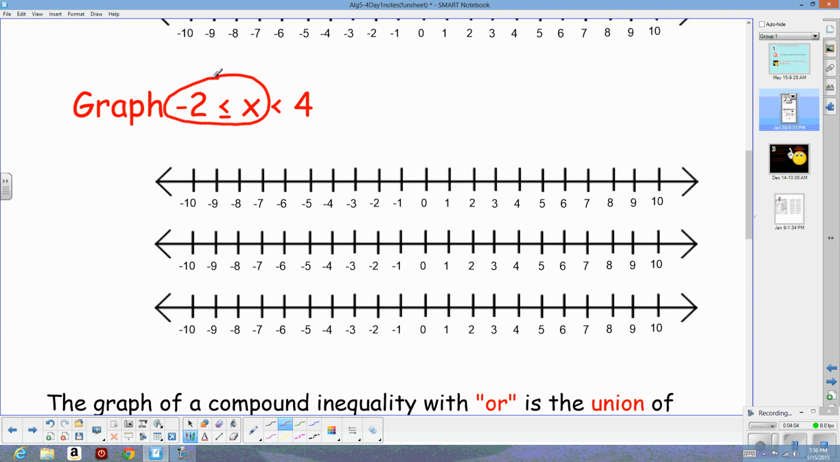Just this piece right here, if I were to write that one, it's x is greater than or equal to -2. So I'm just looking at this part, and I wrote the variable first, so x is greater than or equal to -2. So I'm going to put a circle on the -2, and then I'm going to fill it in because it can equal -2. And then the ones greater than it will go to the right. Now the second half of this problem is right here. x is less than 4.